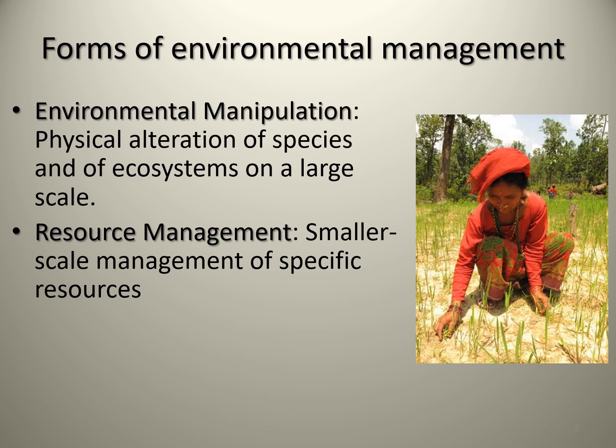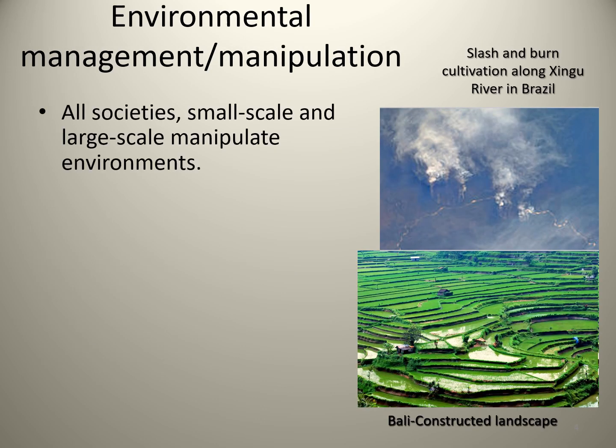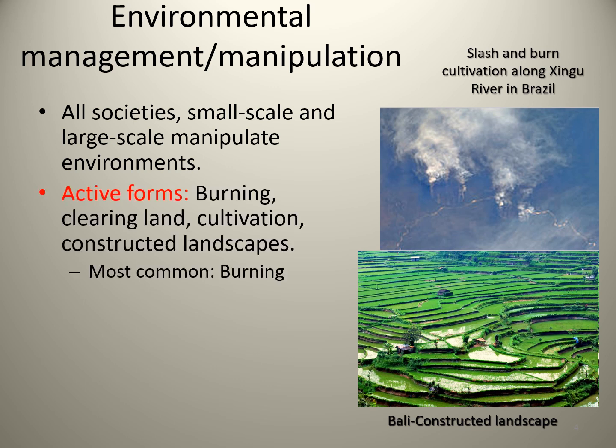They are an example of smaller scale resource management. They manage the fisheries, the fish populations in the lake that are near their territory. We'll talk more at the end of the lecture about them. And there's 2 general forms of environmental management, active and passive. So remember, all societies, not just large-scale industrial developed societies like our own, but all societies, small and large scale, manipulate and have manipulated their environments.